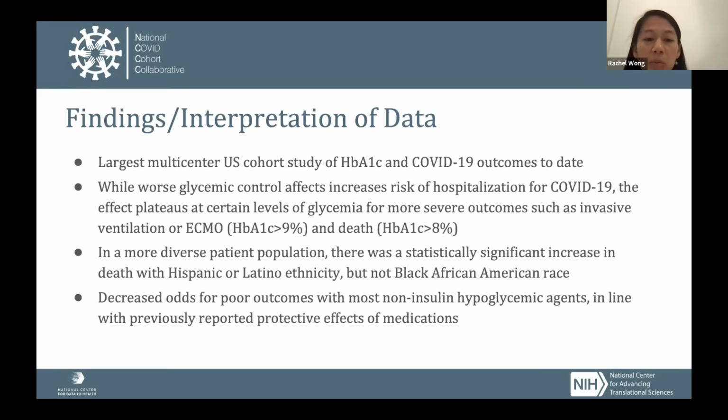Also, in our more diverse patient population, there was a statistically significant increase in death with Hispanic or Latino ethnicity, but we did not see that with Black or African American race. And we also saw a decreased odds for poor outcomes with most of the non-insulin hypoglycemic agents, which was in line with previously reported protective effects of medications like metformin. We did see a slight increased risk with insulin, though.